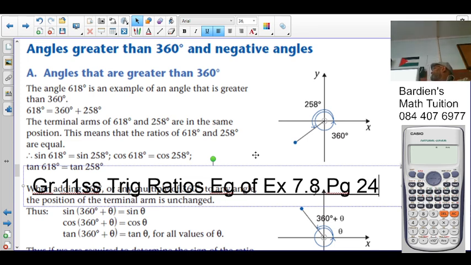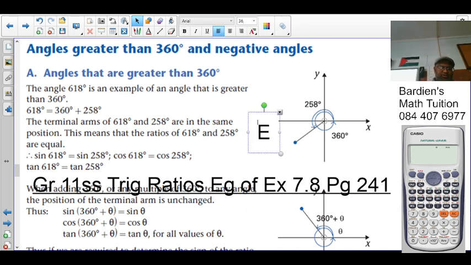Where is this? Check in your book. The exercise is on page 241, but we're reading from the examples or the explanation on page 239. Okay.